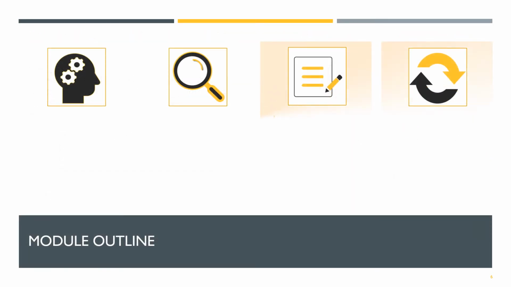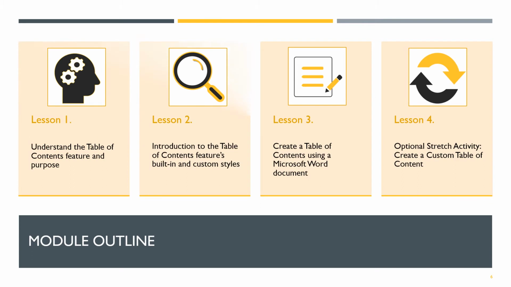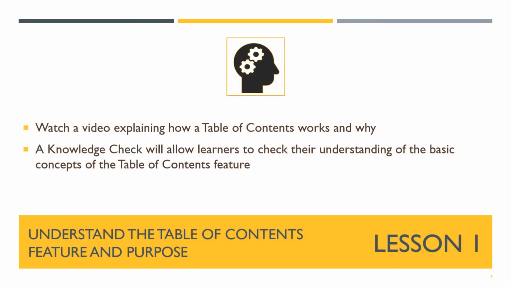Divided into 4 lessons, the activities are scaffolded to enable students to gain confidence as they progress through the module. Let's look at each of the 4 lessons. In the first lesson, learners will explore the basics of a table of contents, which will introduce the steps that the learner will take in subsequent lessons. A knowledge check with immediate feedback will reinforce concepts.